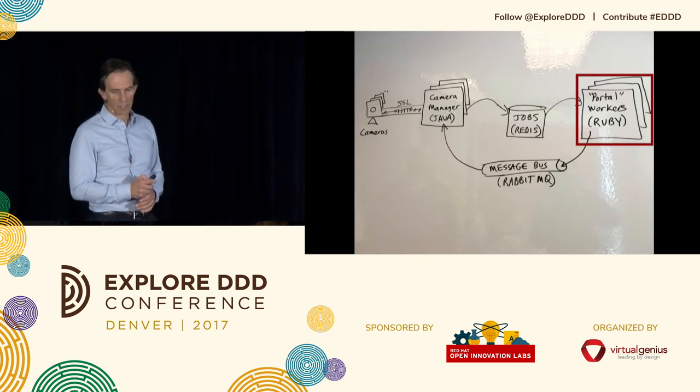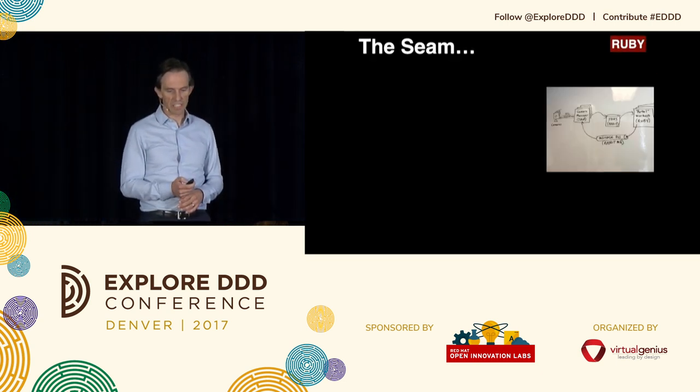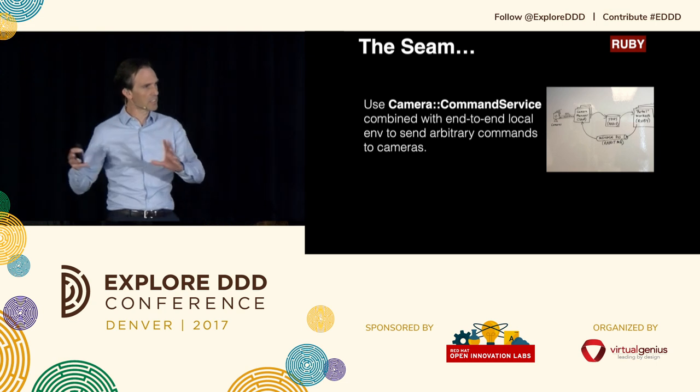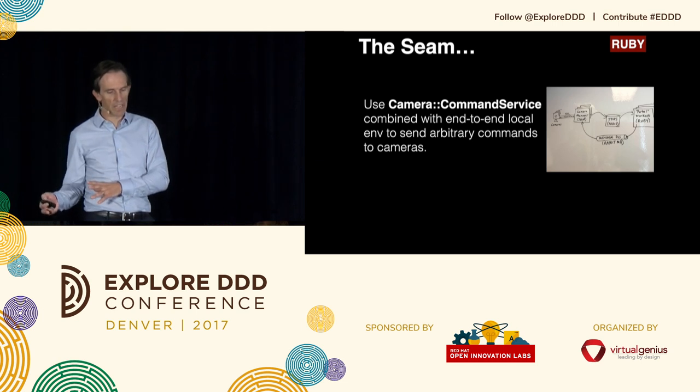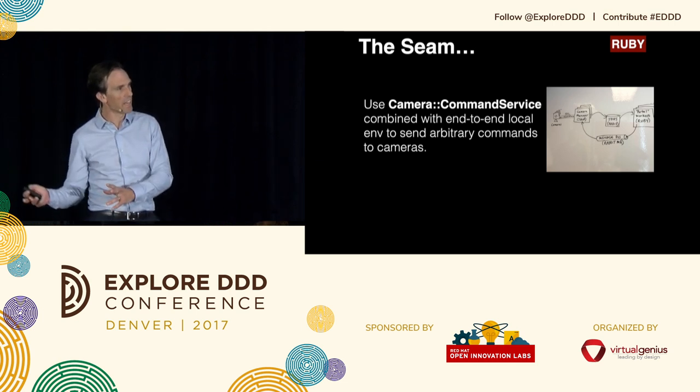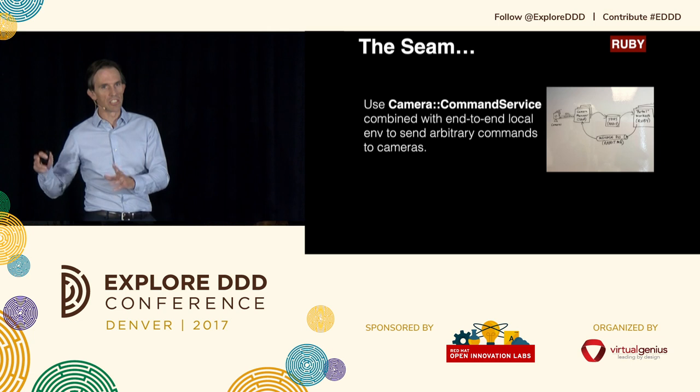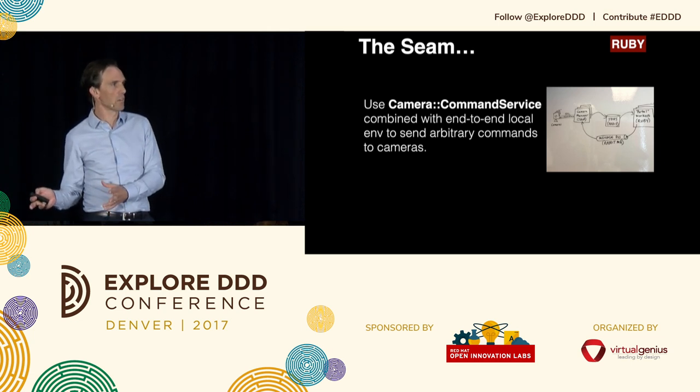So then on the Ruby side of things using the seam, now we could take this marginal gain from the year before, this command service, and have it generate these commands. And then now we have the ability on the Ruby side to send arbitrary commands to the camera, right?